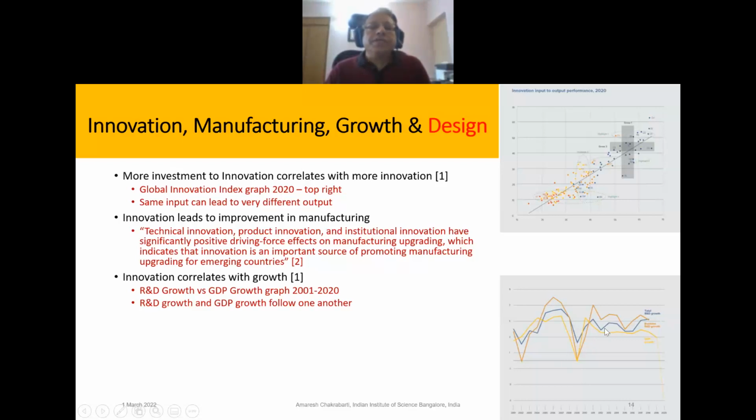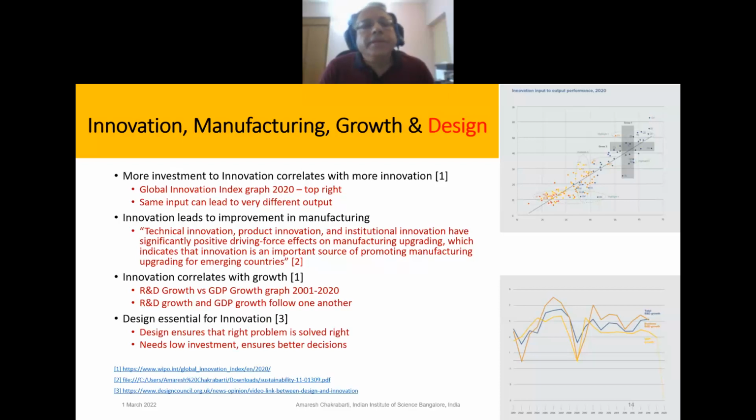So in other words, if you have more innovation in the country, then your GDP is also going to follow that. But the question remains: how can we make our innovation more efficient? And that's where design comes in. Design is essential for innovation because it ensures that you are solving the right problem and you are solving it right, and you are doing that with the lowest possible investment, or in other words, efficiently.